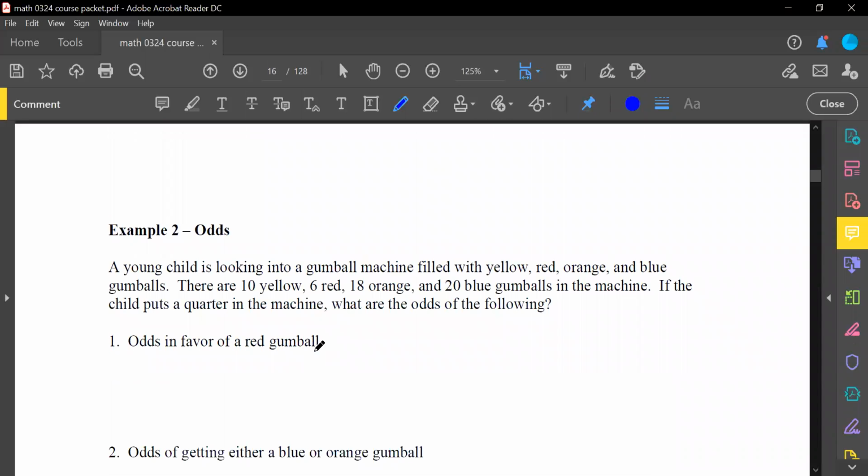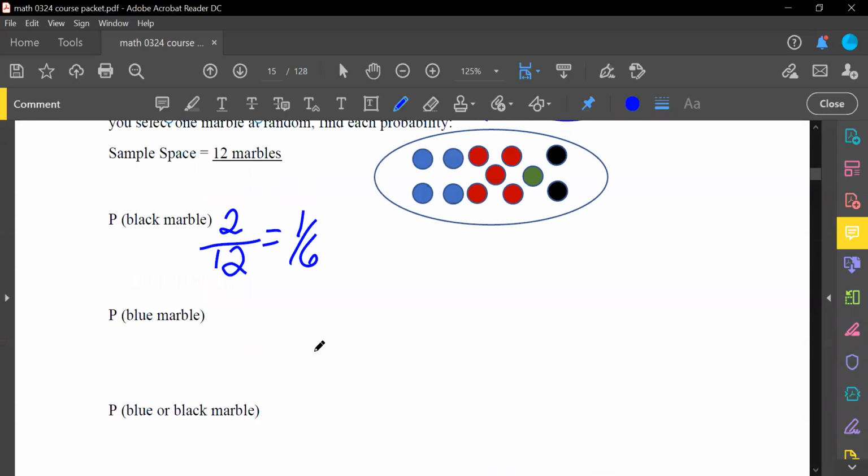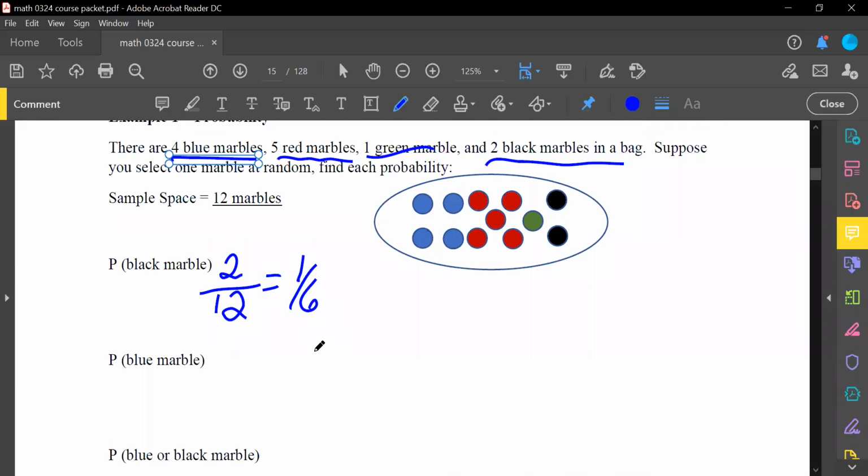Let's go ahead and do the odds now with this. The odds would be the ways to get what I want over what I don't. Just to show you an example, I've got 2 ways of getting black marbles, and if I count, I've got 10 others that are not black. So it's 2 to 10. We're going to reduce that. If you divide them both by 2, it's 1 to 5.